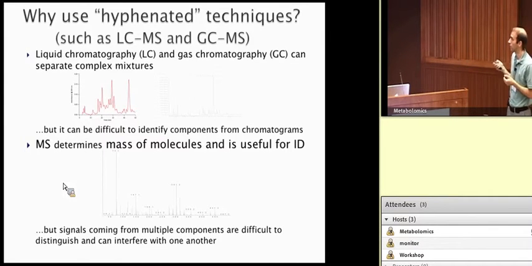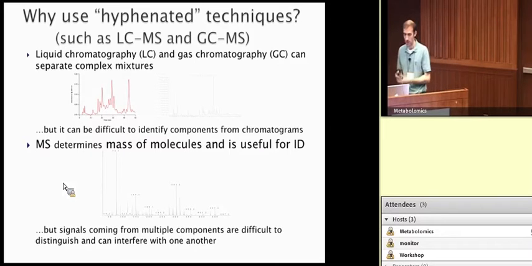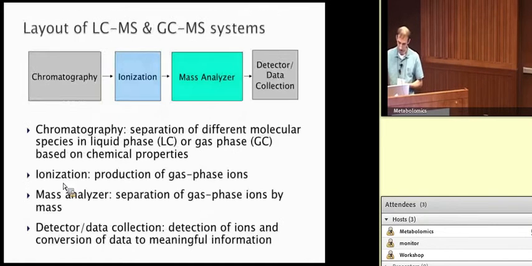No other technique will give you that with the resolution of mass spectrometry. And it's useful for identification. But signals from multiple components are difficult to distinguish and can interfere with one another. So if you just said, well, okay, Mass Spec is great, why not just throw our sample on a Mass Spec and see what we get? Well, that's fine, but you get a lot of interference. Oftentimes you get fragmentation, as I'll show you, and you can have a mess that makes it difficult to tell what's what.